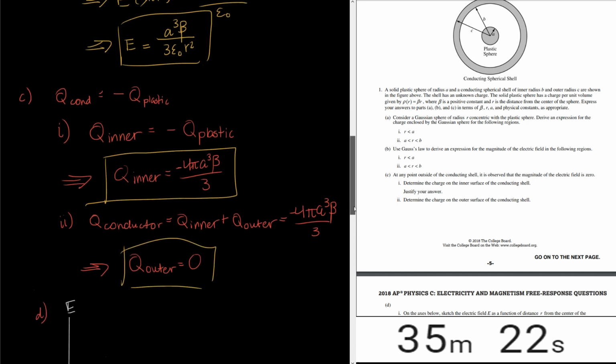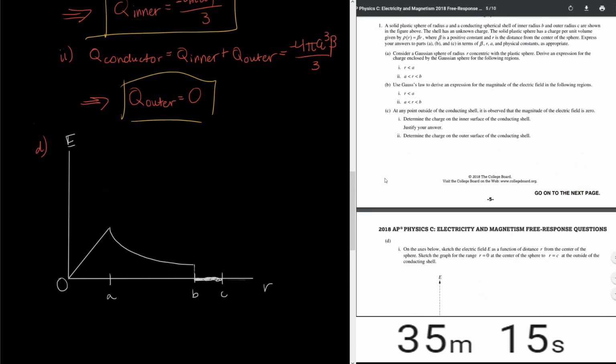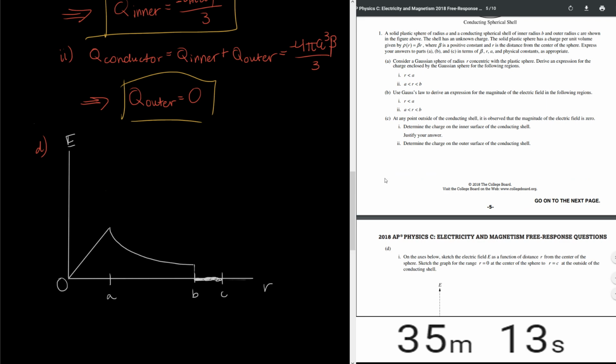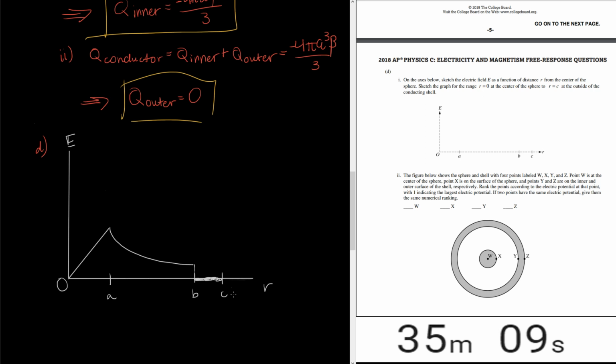Now let's actually move on to part D. So within the conductor, we know automatically that the electric field is going to be 0, and they're just giving us that the electric field is also 0 on the outside of the conductor. So let's just make that a nice thick line so they can tell exactly what's happening.